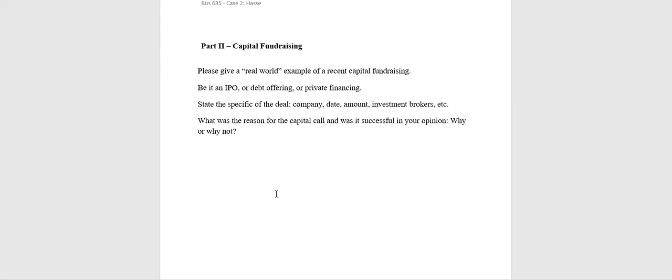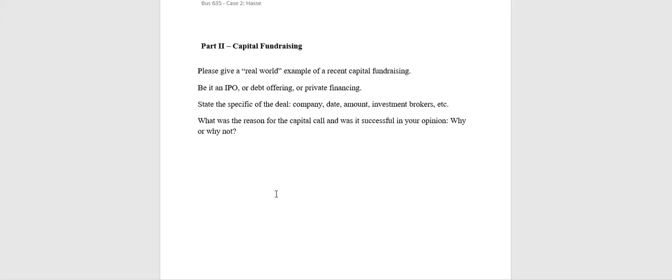Number 2, I'd like you to find a real-world example of a company getting capital, issuing an IPO, issuing a debt offering, bonds, finding private financing, Shark Tank. State the specifics of the deal, the company that's getting the financing, the date, the amount, who represented them as far as investment brokers. What was the reason for this capital call? Why did they want the money? Was it successful after the fact? Did they use that money to grow, to do something good, or was it a disaster?